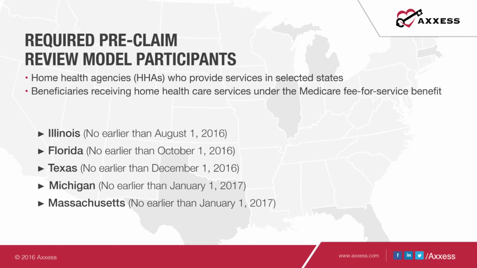The states that are selected are Illinois, Florida, Texas, Michigan, and Massachusetts. And each state will have a different implementation time, except for Michigan and Massachusetts, which will go at the same time. We know Illinois will start on August 1st, 2016. We do not yet know that Florida, Texas, Michigan, and Massachusetts will stay on the proposed timeline because that's subject to change. We know that because the legislation says that Florida is to begin no earlier than October 1st, 2016. Texas is to begin no earlier than December 1st, 2016, and then Michigan and Massachusetts will follow no earlier than January the 1st, 2017.